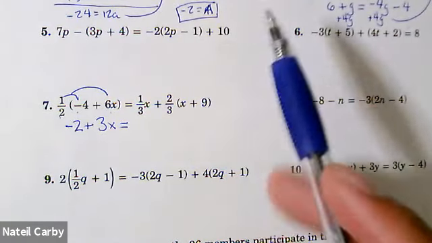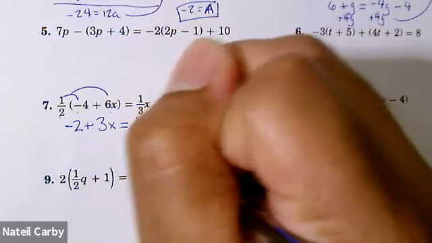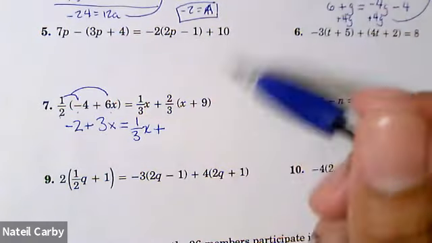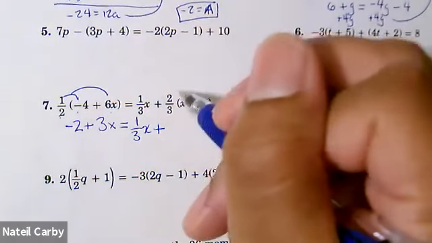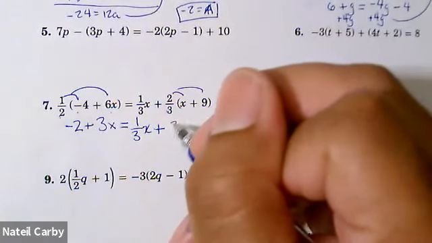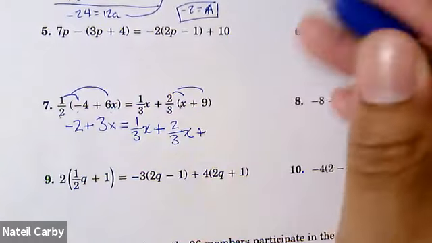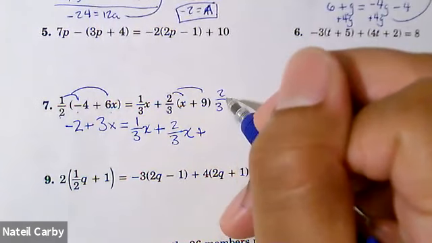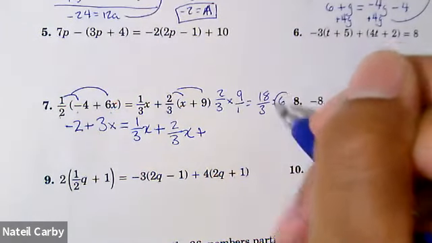Now I got this other stuff here. My 1/3 x, I can bring that bad boy down. Not working with that right now. Plus, like I did over here, I got to distribute my 2/3 to everything in parentheses. 2/3 times x is just 2/3 x plus 2/3 times 9. Remember, that looks like this. 2/3 times 9 over 1 is 18 over 3, which is 6.